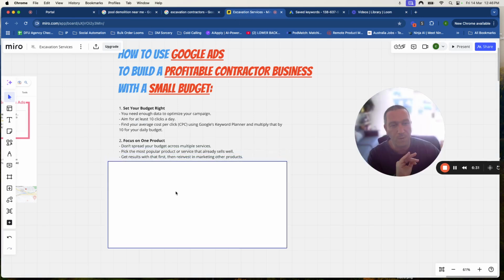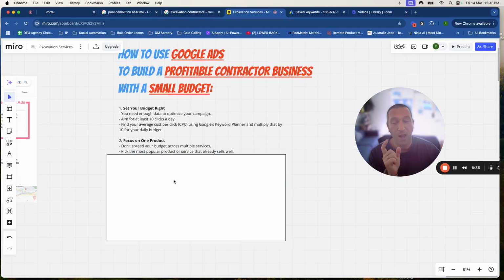Don't spread it across multiple things. What you're going to do here is make sure you pick one of two things. You either pick your highest priced or your best revenue generating service, or just pick the most popular thing. Pick the thing that you get the most number of inquiries for, that you're most confident with, and run with that, or the thing that sells the best.